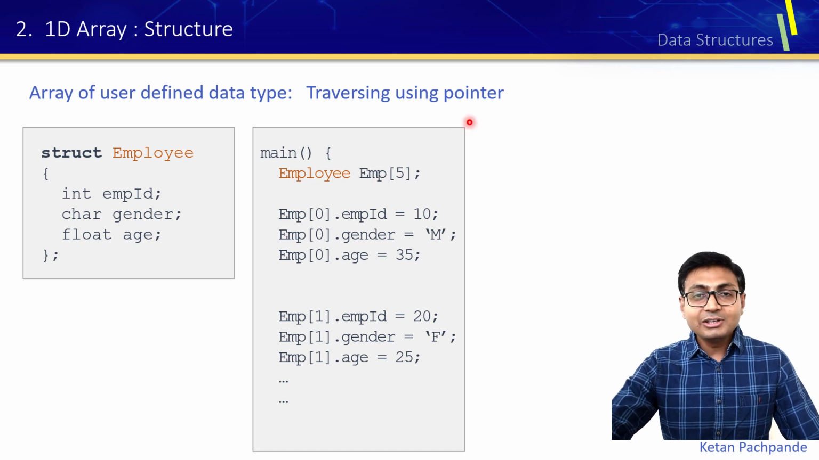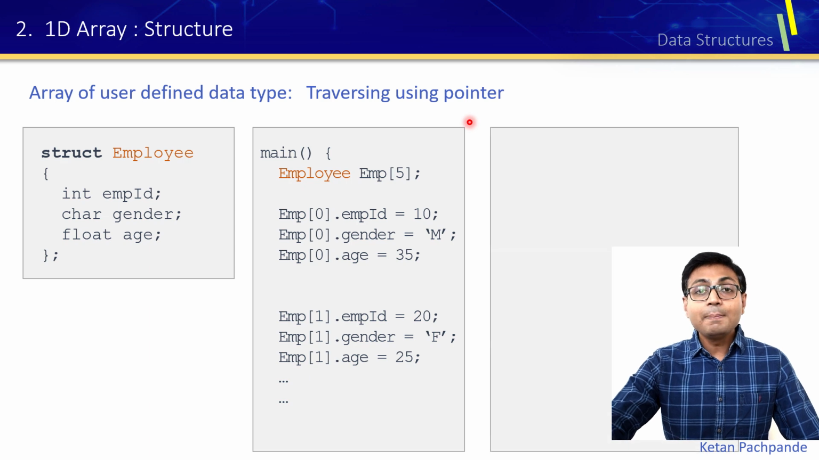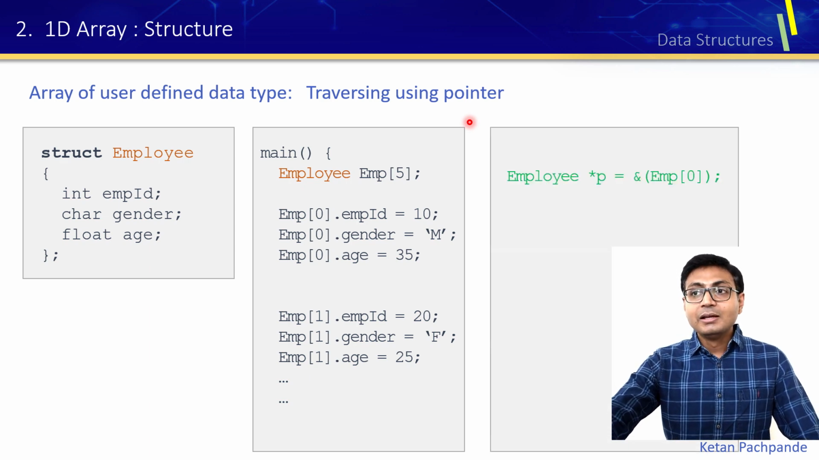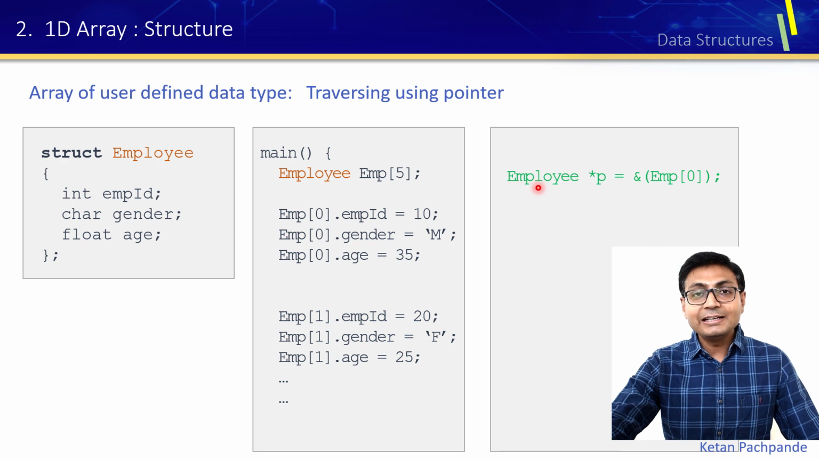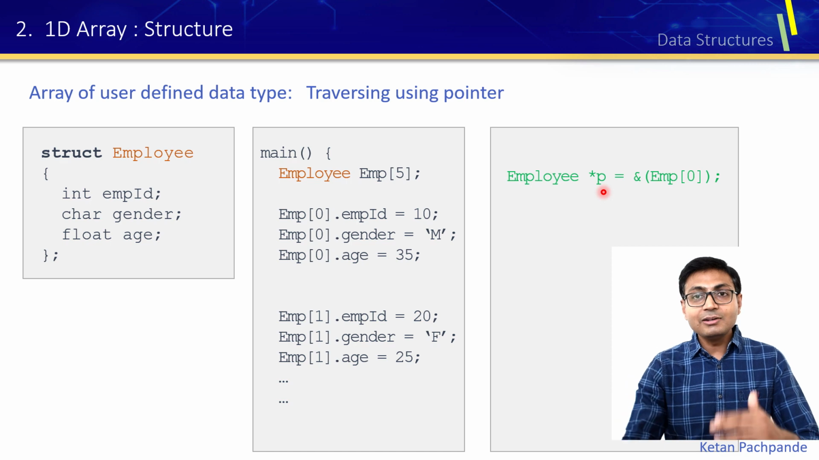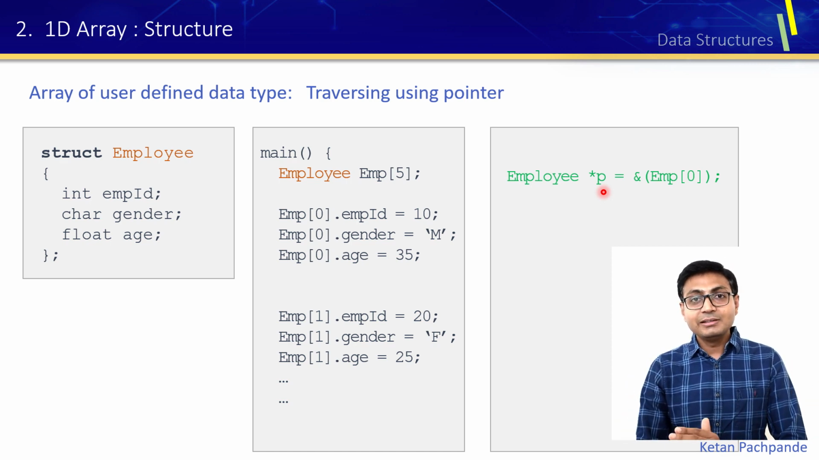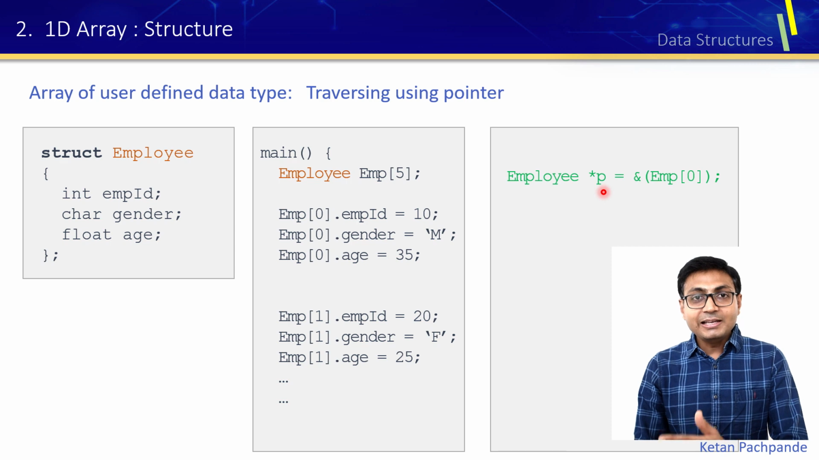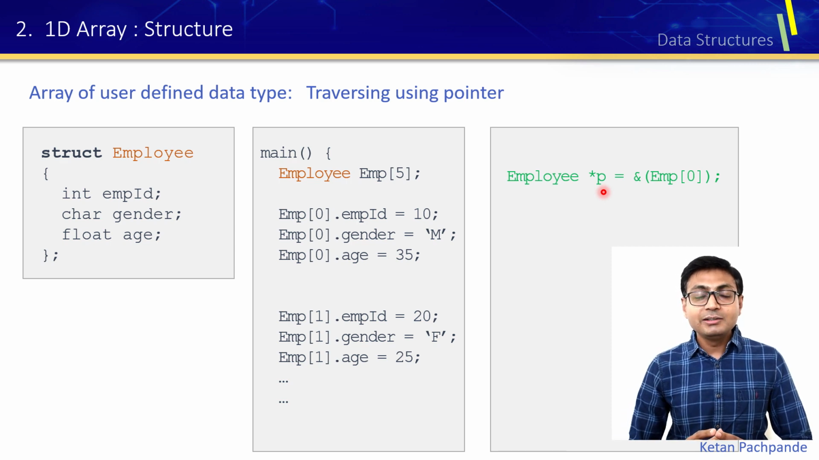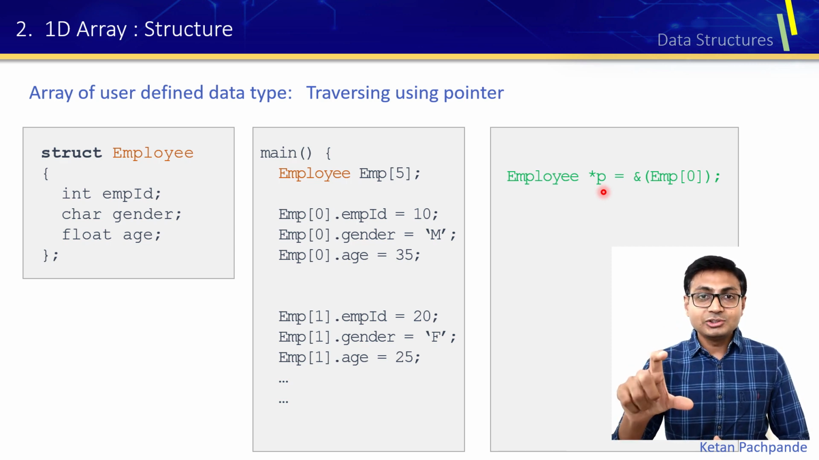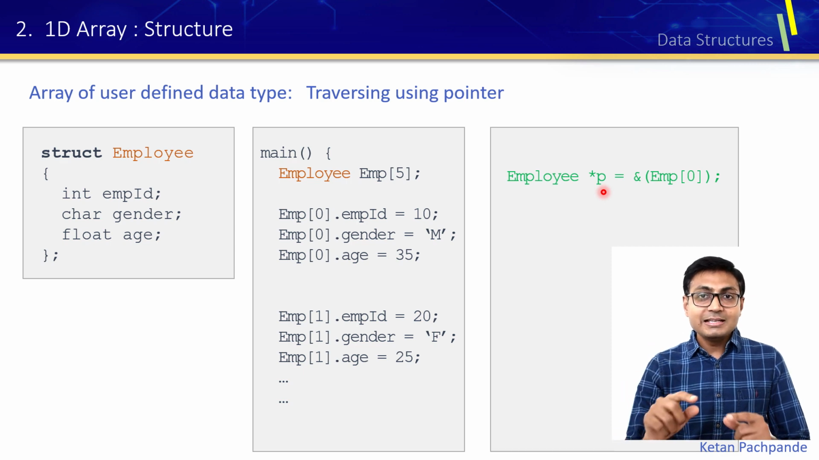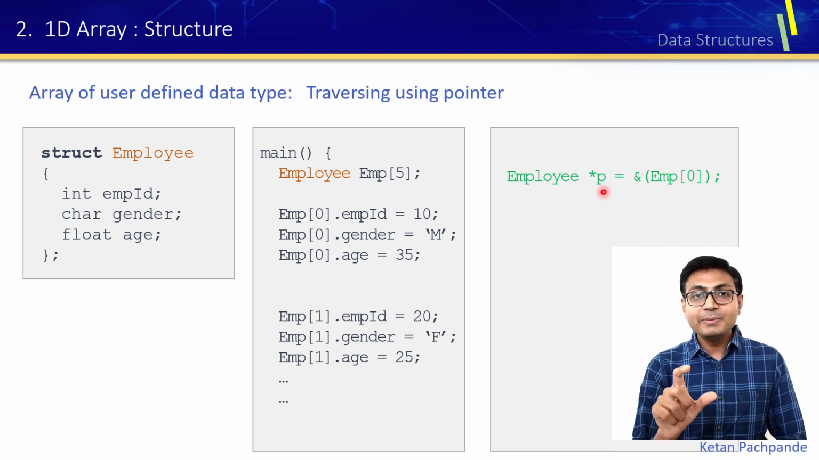Now you can traverse all the elements of the array with the help of a pointer also. So let me define a pointer of data type employee. I can say employee *p. Earlier what did you say? int *p, isn't it? But here the pointer is going to point to a data structure. And what is a data structure? It is a complete bundle of 7 bytes, meaning employee ID, gender, and age. That constitutes your one variable.